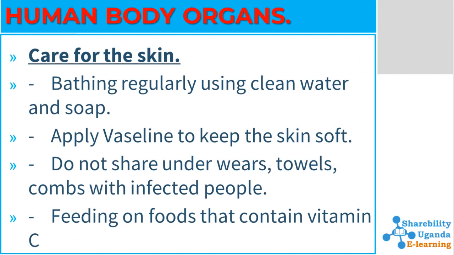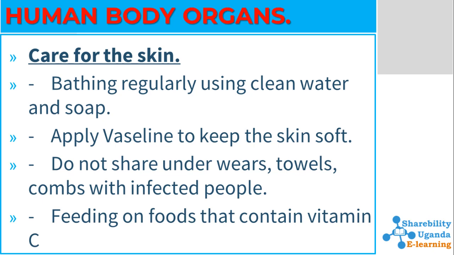How do we care for our skin? We can care for our skin through bathing regularly using clean water and soap. Use recommended soap, by the way. There are some soaps that contain a lot of acids that burn our skin after using them, and also some chemicals that we apply on our skin, or some soaps that have a lot of chemicals that bleach our skin. These spoil our skin because they make the skin lose its pigment, therefore it loses its original color.